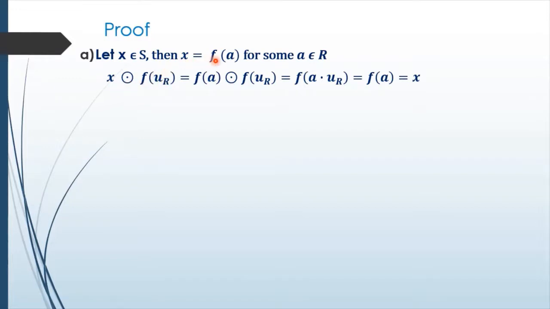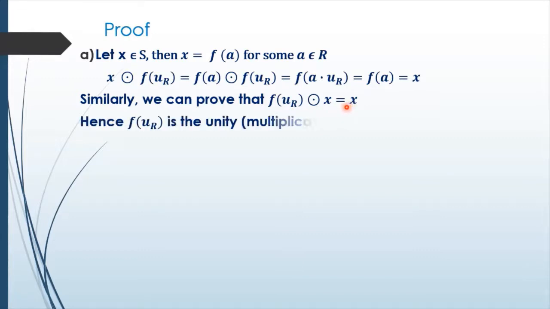So you consider x into f of ur. x can be replaced by f of a. And now in both the terms you are having f. So as f is a homomorphism, you can write like this, f of a into ur. But as ur is the unity in R, a into ur is nothing but a. So f of a into ur is equal to f of a. But f of a is nothing but x. So we have found that x into f of ur is equal to x. Similarly, we can prove that f of ur into x is also equal to x. Thus, f of ur is the unity of S.